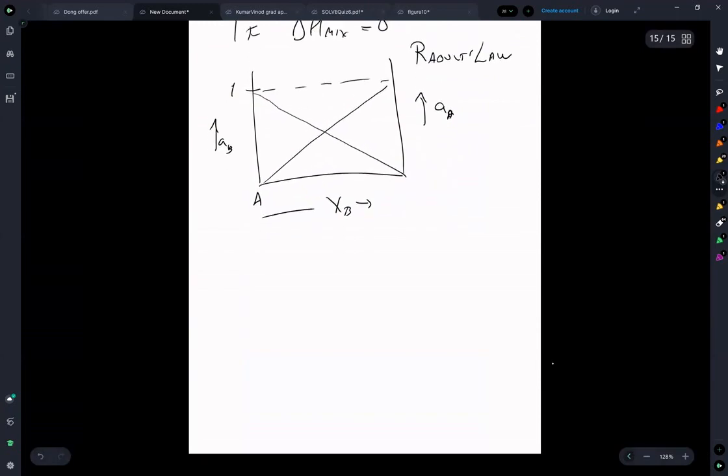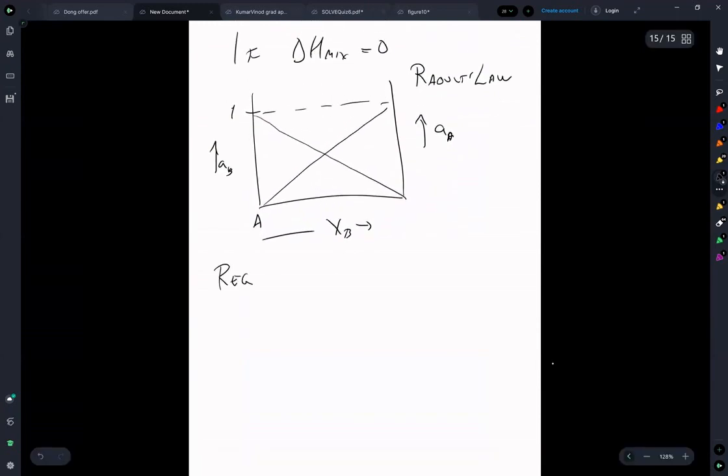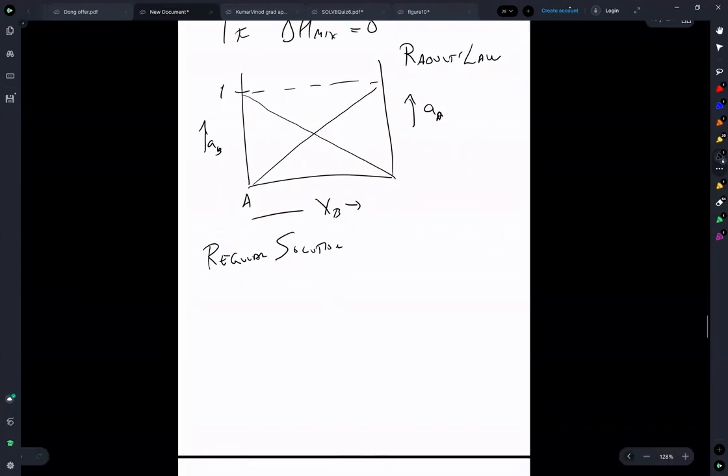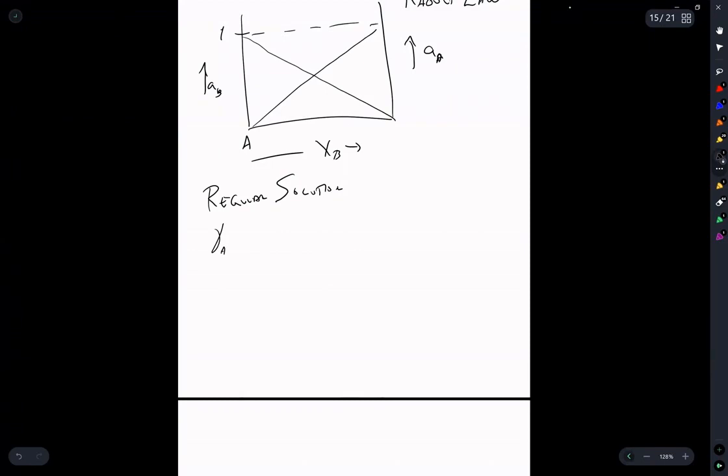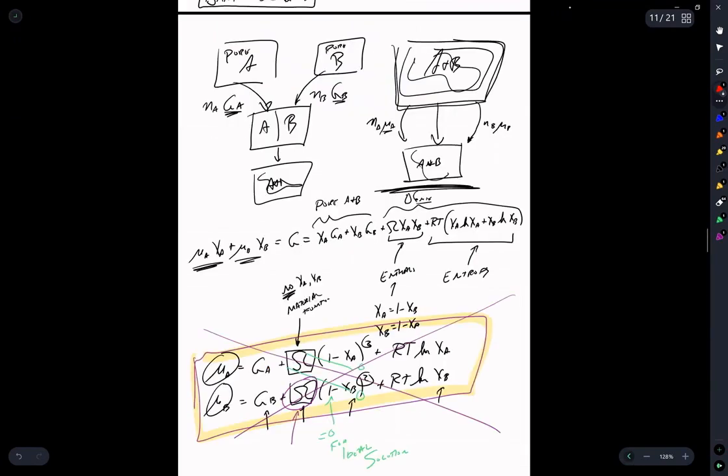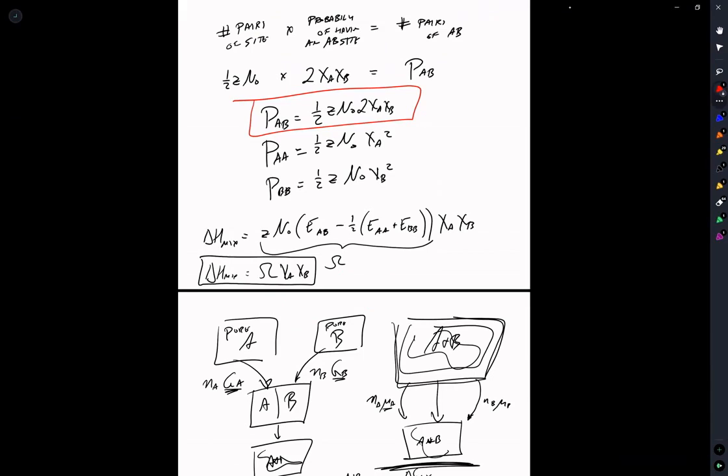Now, in the case of the regular solution, though, we have gamma A is equal to AA over XA is equal to the exponential of omega over RT times (1 minus XA) squared. So this is proportional to the exponential of omega over RT. So this is our expression above, which we derived in terms of the energies and the number of sites.